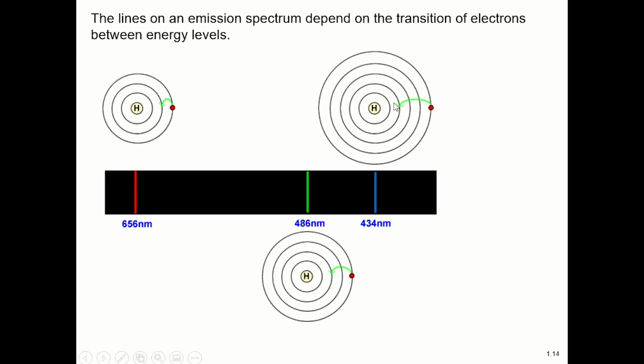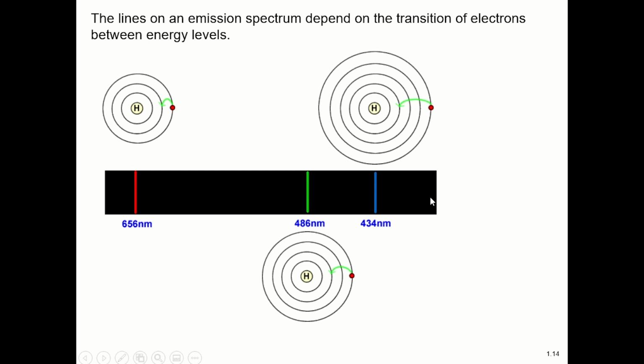The distances between the shells is very specific for hydrogen, and the size of the gap between the shells determines the wavelength of the photons that are emitted. And so we get this spectra, and this is almost like a fingerprint for hydrogen. It has these 3 specific bands at these 3 specific wavelengths.